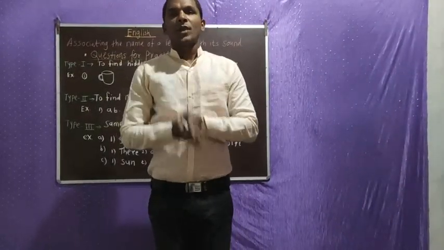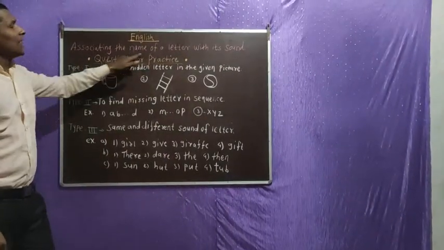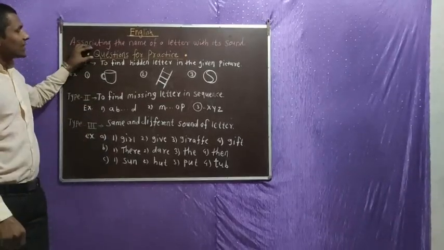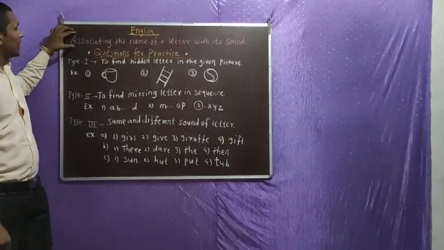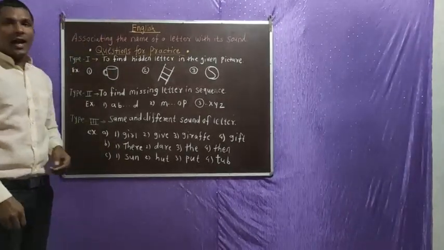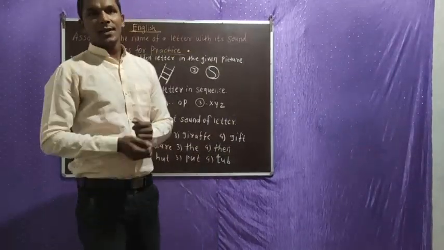Good evening, all of you. Yesterday we learned in English about associating the name of a letter with its sound. Today's topic is questions for practice on the same topic, associating the name of a letter with its sound. There are 4 types of questions that will be asked in this topic.